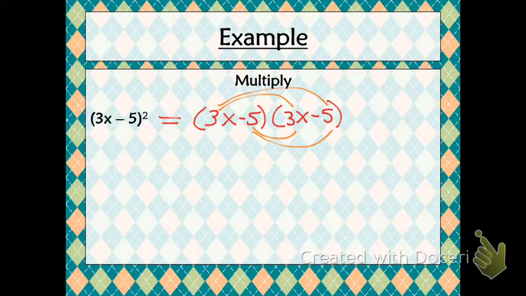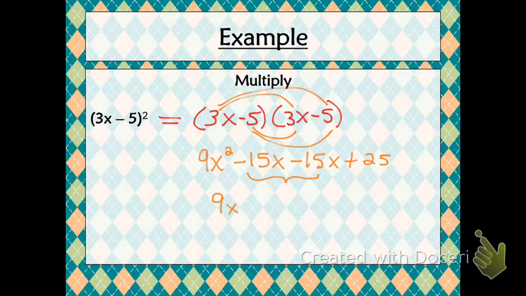We've got 3x times 3x, that's 9x squared. 3x times negative 5, that's negative 15x. Negative 5 times 3x, that's negative 15x again. And negative 5 times negative 5 is positive 25. Then we've got a set of like terms, and our final solution is 9x squared minus 30x plus 25.